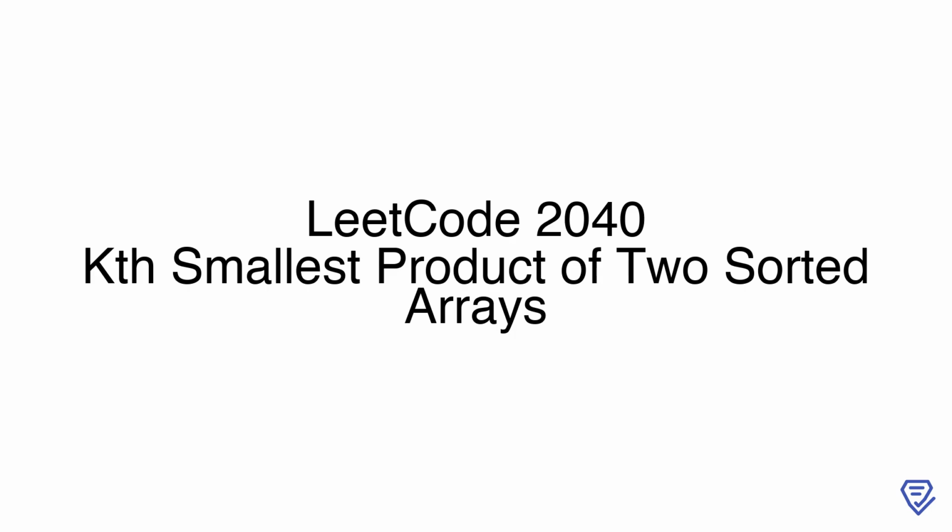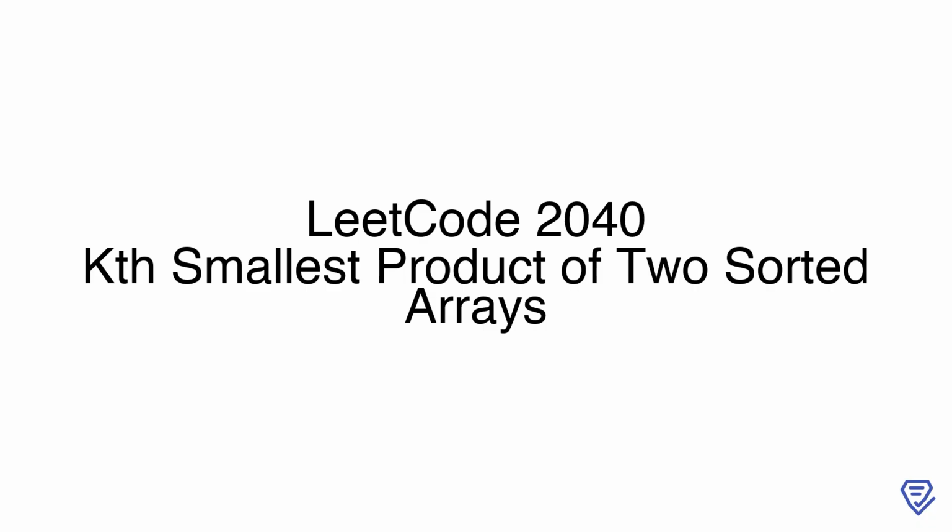Welcome! In this video, we'll tackle LeetCode problem number 2040, kth smallest product of two sorted arrays. This is a fascinating problem that challenges us to compute the kth smallest product from two sorted arrays. We'll explore different approaches and break down the solution step by step.